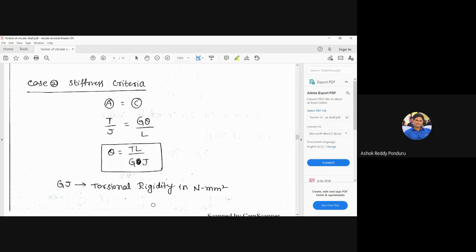If you observe, in the bars, delta is equal to PL by AE. In the beams, WL cube divided by 3I. In the same fashion, in the shafts, theta is equal to TL divided by GJ. This is also a very useful expression. Please remember this one also: theta is equal to TL divided by GJ.